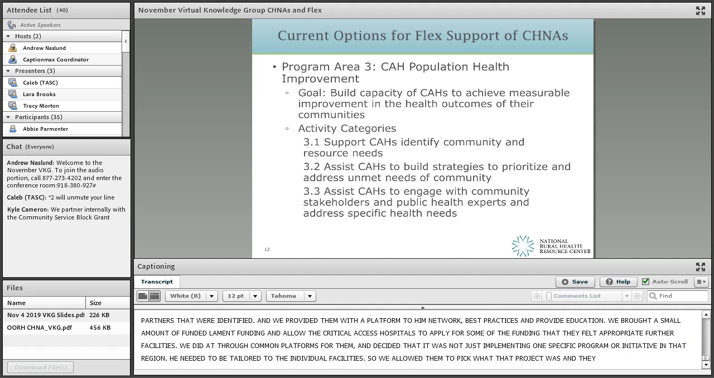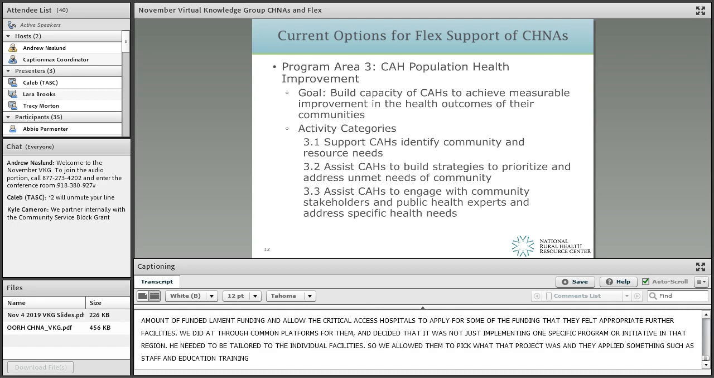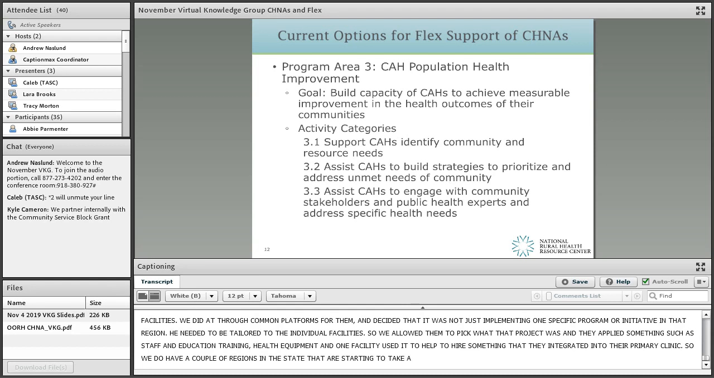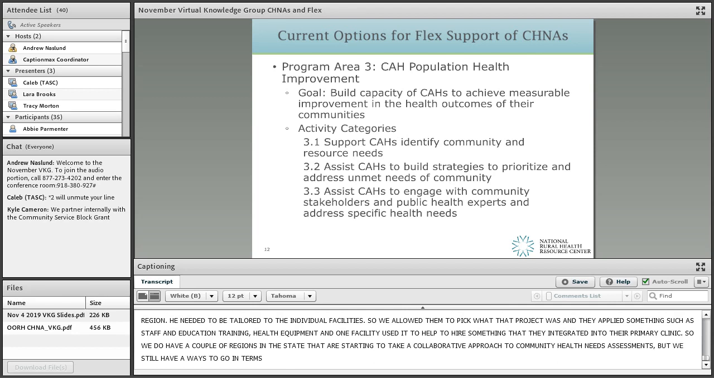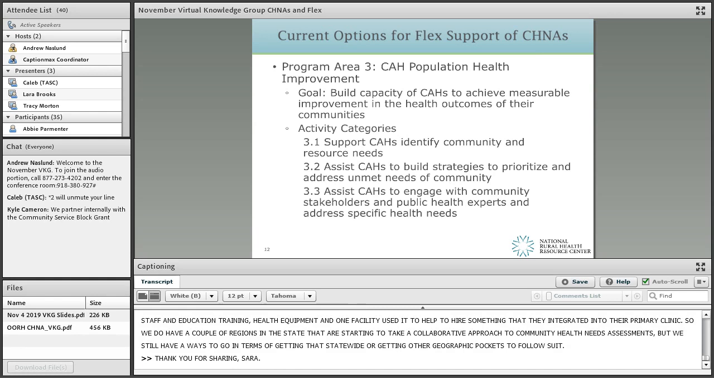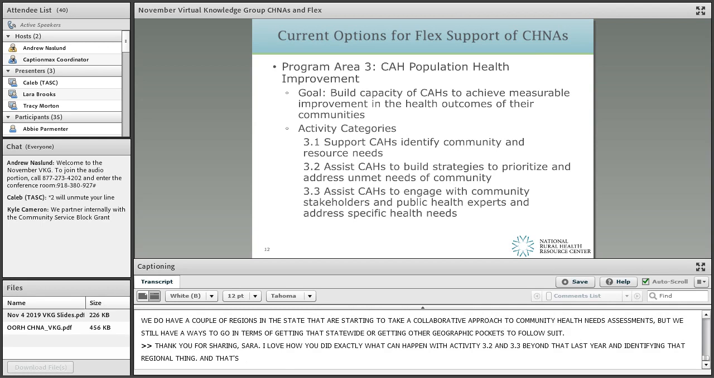Another common approach we saw: from that analysis report of all of the community health needs assessments across the state, we identified that the critical access hospitals in the eastern upper peninsula of Michigan had a common theme of mental and behavioral health access issues. We held a meeting pulling together those two critical access hospitals along with the PPS hospital in their region, which has an inpatient behavioral health facility. We also tapped the local public health department, community mental health agencies, law enforcement, school systems, and other community partners that were identified. We provided them with a platform to network, share best practices, and provide some peer education.